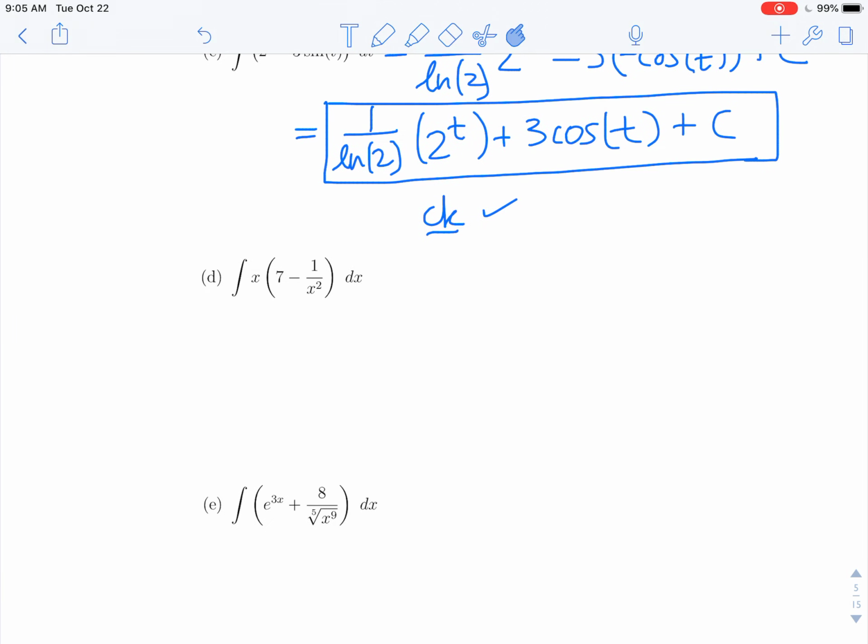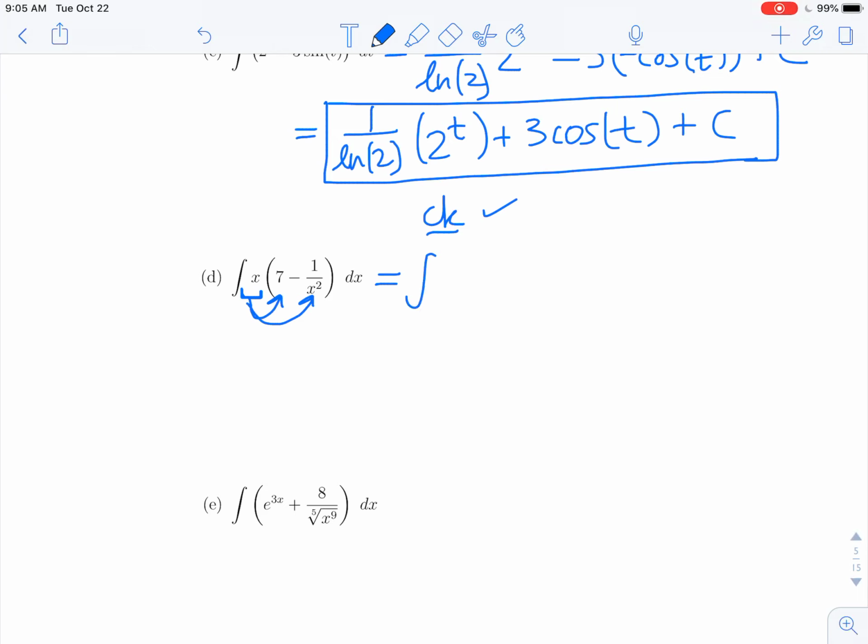Part D. There's something a little weird going on in part D in that you've got this x that's being multiplied by this other stuff. And you might try to come up with a way to anti-differentiate or to do the indefinite integral in terms of having this x here and then having the 7 minus 1 over x squared. But ultimately, what you need to do to be able to get started, to be able to get an answer that you can check and it'll work out, is you need to distribute that x. You really just need to.